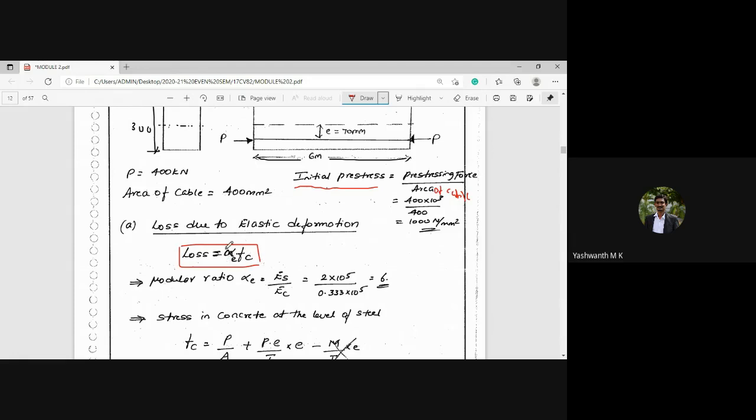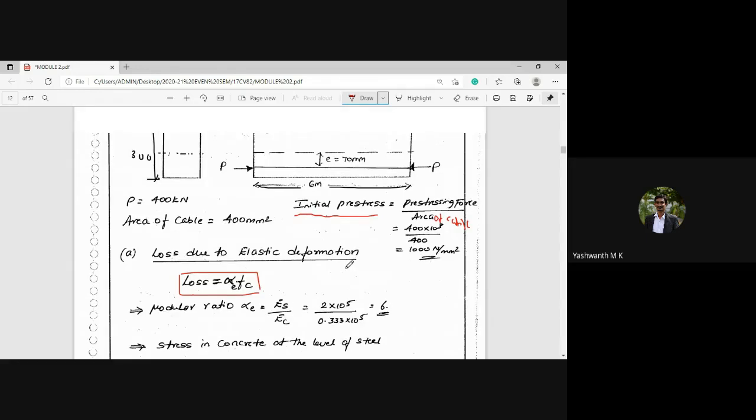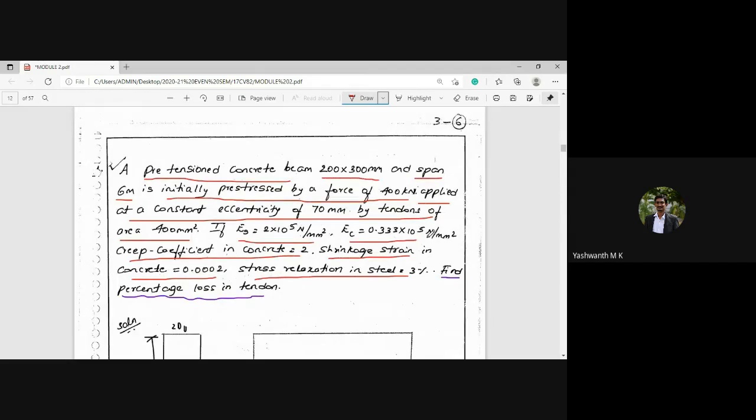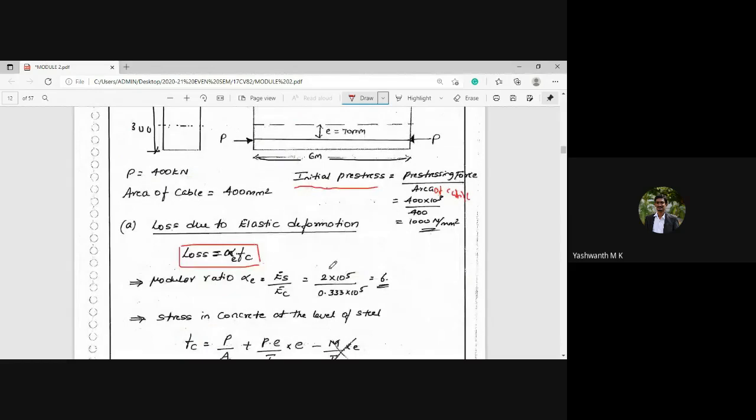So let me calculate these parameters. First, the modular ratio, that is αE equal to Es by Ec. As I stated, please observe whether the modulus of elasticity of steel and the modulus of elasticity of concrete are in the same units or not. From the problem, you can see both are in the same units, that is Newton per millimeter square. So you can directly substitute 2 into 10 to the power of 5 divided by 0.333 into 10 to the power of 5 Newton per millimeter square, which will get you the answer 6.